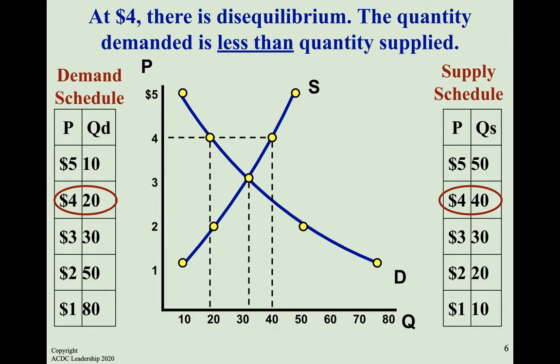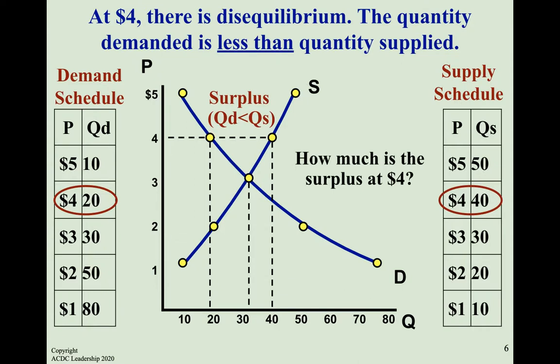Now at $4, there is what's called disequilibrium. That means that the quantity demanded is less than the quantity supplied. Again, we have what's called a surplus. How much is the surplus at $4? The answer is 20. 40 minus 20, or where the price point meets the demand and the supply curve.